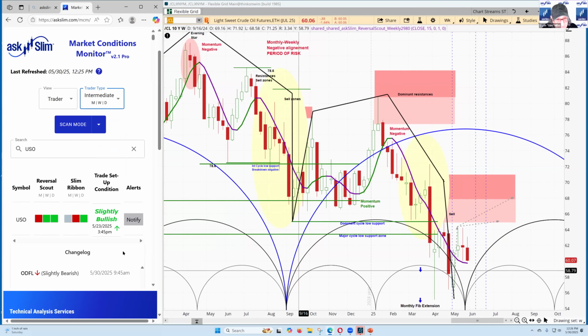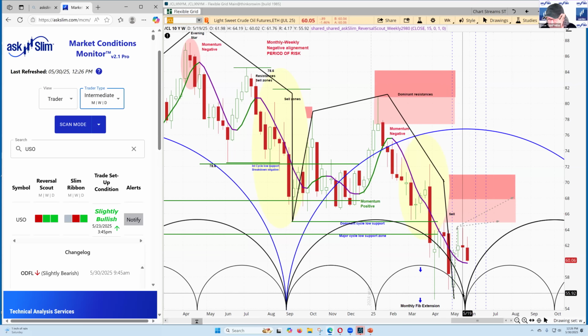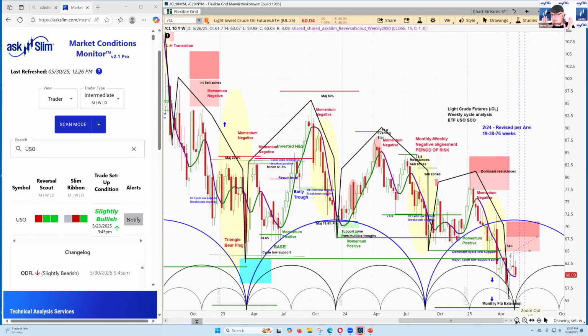So what that's coming from is the weightings that are coming from the weekly and daily chart. They're starting to turn bullish enough to give us a warning that the intermediate is going to turn bullish. And that makes sense because there's a cycle low that formed right in here, and that was pretty much on time for us.